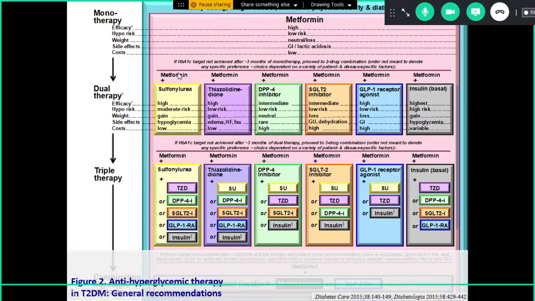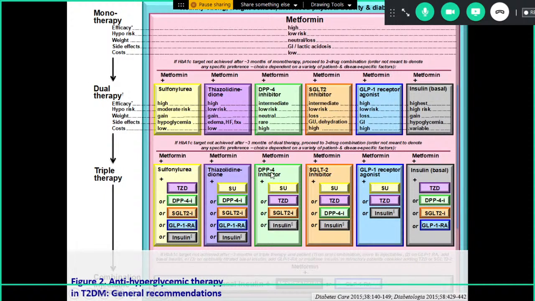If you had already started metformin and a sulfonylurea, you retain the option of adding any of the other agents: TZDs, DPP-4 inhibitors, SGLT2 inhibitors, GLP-1 receptor agonists, or insulin, right? Any one of these. Similarly, if you had thiazolidinediones, you can add any of the others. So instead of sulfonylureas: DPP4, SGLT2, GLP-1, insulin.